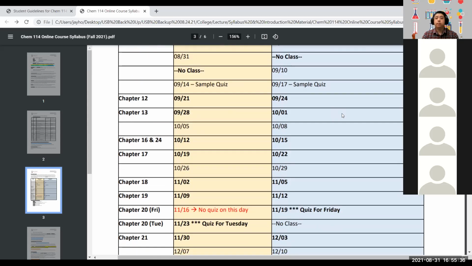Sure. So the problem is that on the 21st and the 28th, actually, that's something that I do want to talk about. I noticed that some students were emailing me about that. If you have a holiday schedule for that day, go ahead and send me an email, and we will coordinate a day in that week for you to take the quiz.